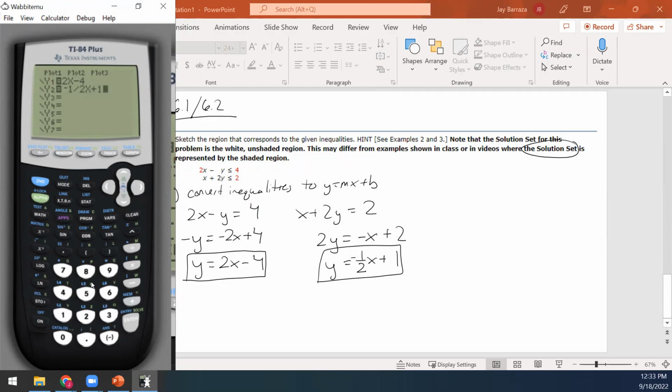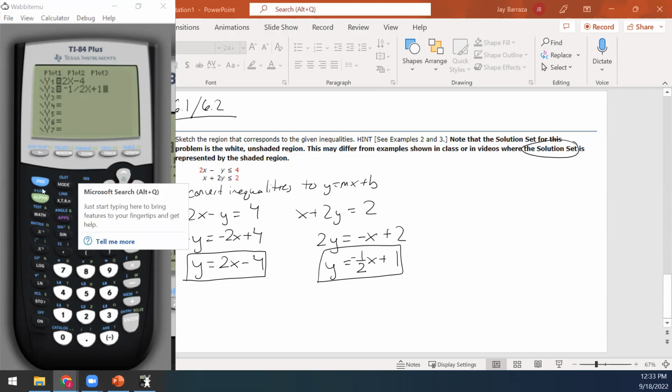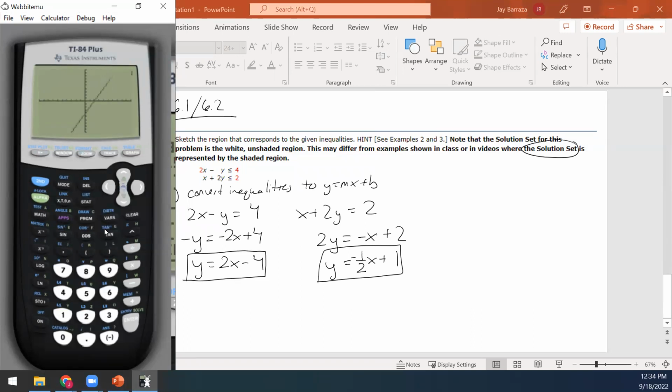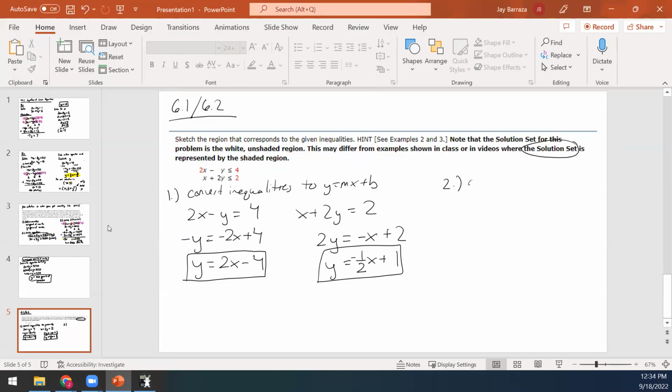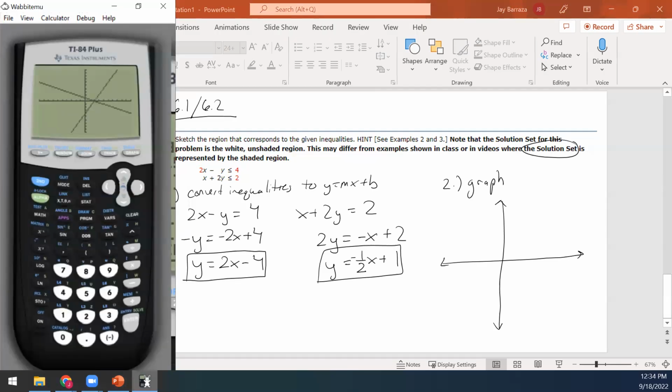So I have plotted them down into my calculator. Okay. So do a zoom 6. And then now I have a nice little picture of my graph. So step 2 is to just graph. Okay. Now you don't have to graph this perfectly, but the better it looks, the easier it is to recognize coordinates.